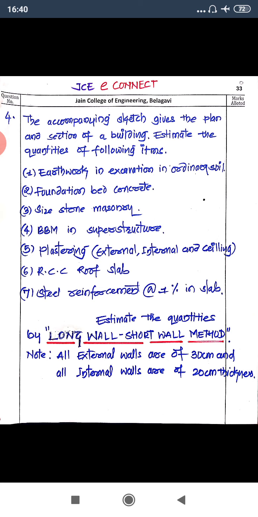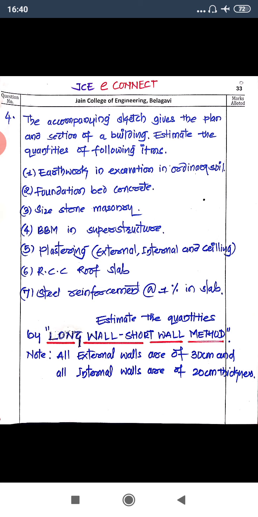First, I read the problem. The accompanying sketch gives the plan and section of the building. Estimate the quantities of following items. First one, earthwork in excavation in ordinary soil. Second one, foundation bed concrete. Third, side stone masonry. Fourth, BBM in superstructure. Fifth, plastering. It includes external, internal, and ceiling.